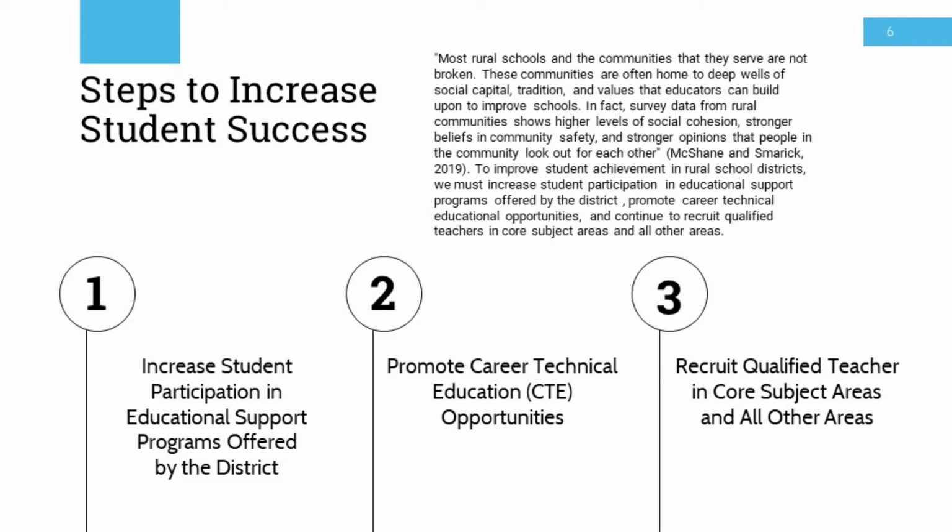So, to improve student achievement in rural school districts, there are three things that we must do. And again, we're capitalizing on the strengths of our community.